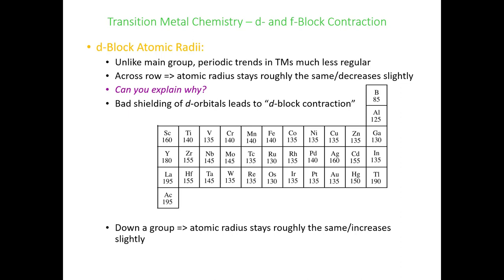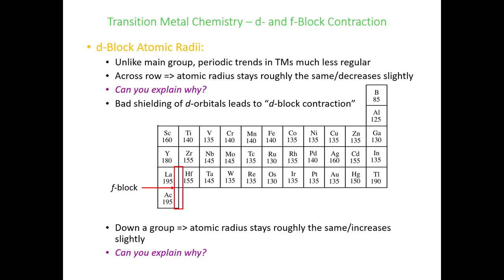Switching back to the d block, you can also see that down a group the atomic radius stays roughly the same or increases slightly in some cases. Can you explain why atomic radius doesn't increase as expected down a group in the transition metals? This is because of the f block contraction.